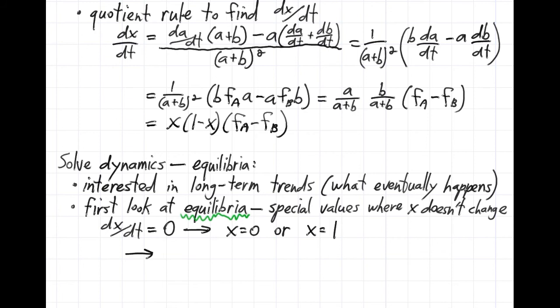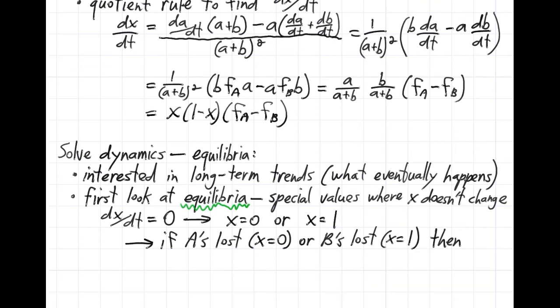To summarize that, if we lose all of the A types, so the frequency of A is 0, or we lose all of the B's, which means the frequency X is equal to 1, then the population is all one type. We have no variation in our population anymore, so there's no room for evolution to work.